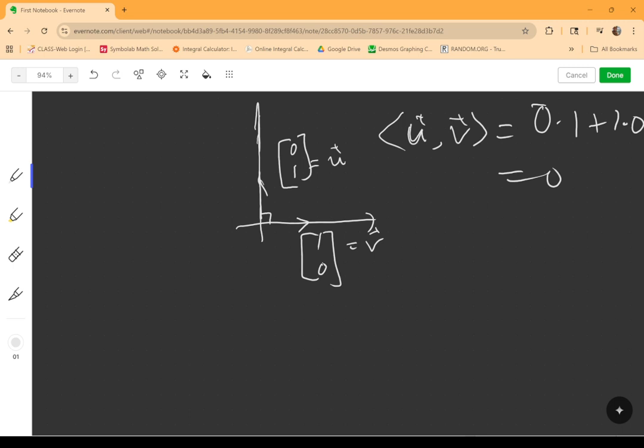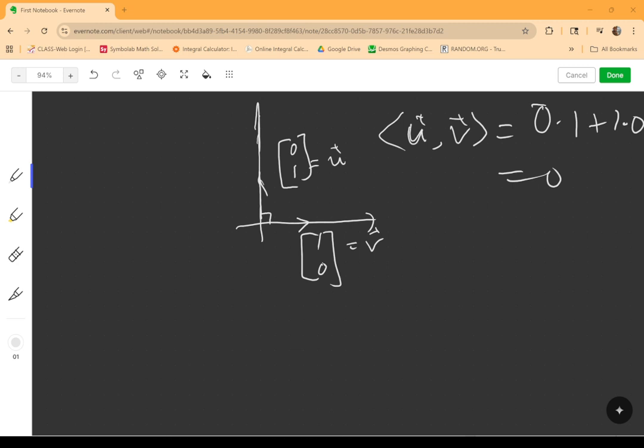Now we're going to build on this and ask, what if a whole set was orthogonal? What does that mean? So let's define what an orthogonal set of vectors is. I'm going to switch over to our textbook to look at the definition.